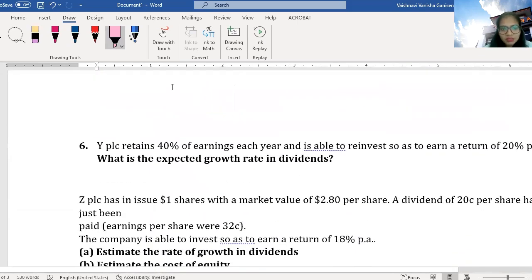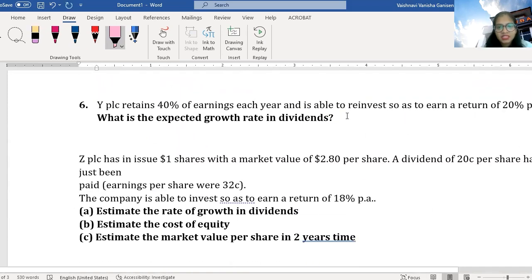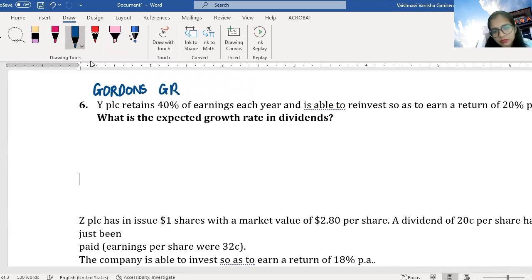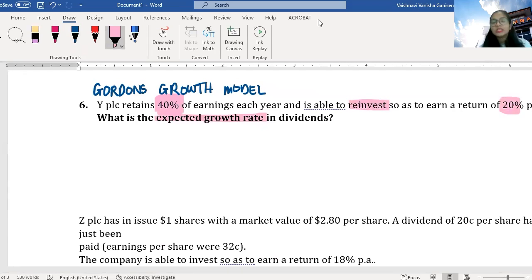Now, the next one, I don't know whether you remember, but we have the dividend Gordon's growth model. So in this question, it's very obvious that this is the Gordon's growth model. All right. In the Gordon's growth model, what is the expected growth rate in dividends? YPLC retains 40% and it is able to reinvest, so it earns a return of 20%. So yes, I know I've not taught you about Gordon's growth model yet, but let's go now.